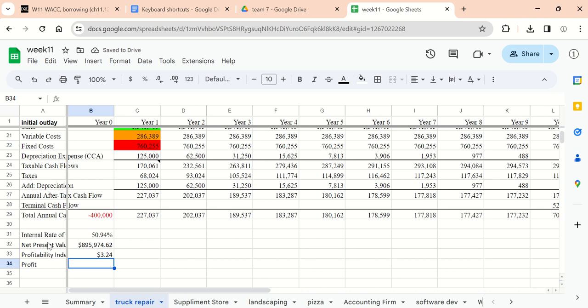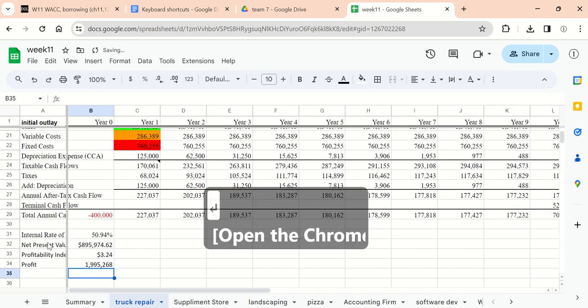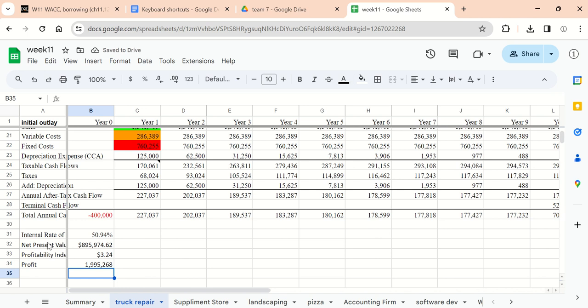It actually doesn't need to be a dollar. It's actually a number, but I don't care right now. Then the profit is the sum of all the years plus the initial outlay. So equal sum, and I'm going to choose the initial outlay and the shift and go across to year 10, and then enter. That's the profit, and I'm done my work.